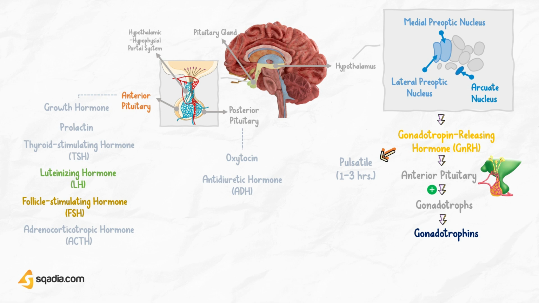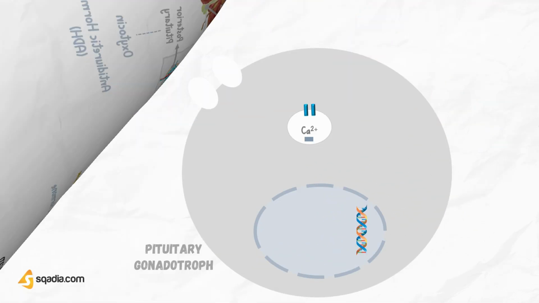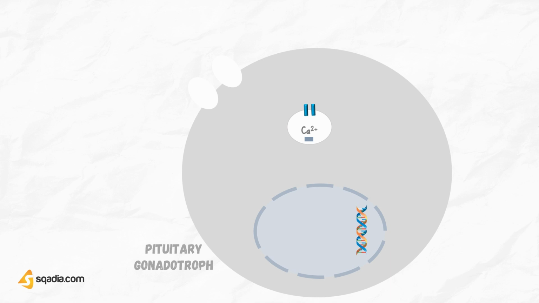What if GnRH is not released? Well, the failure of GnRH release is one cause of infertility. Now let's see how these gonadotrophs work. The pituitary gonadotrophs have membrane receptors on their cell surface that have a very high affinity for gonadotropin-releasing hormone. These receptors are coupled to the G protein, G-alpha-Q, which activates phospholipase C, or PLC.